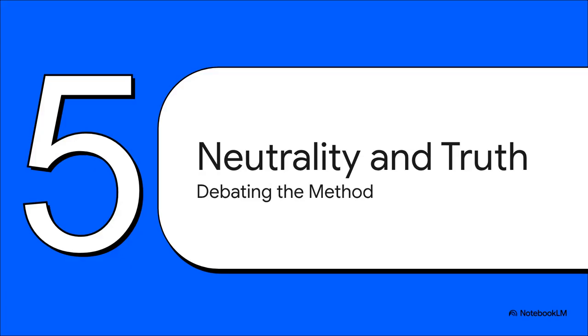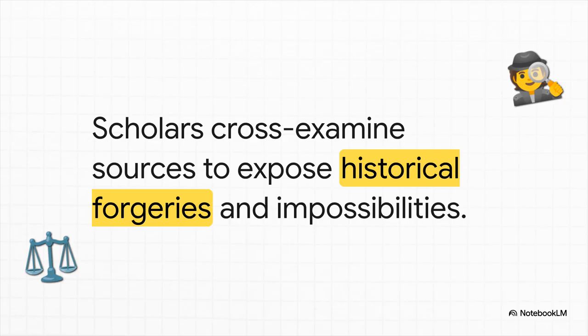All right, on to our final section, number 5, neutrality, truth, and falsehood. So scholars essentially use this method like a rigorous cross-examination to separate historical truth from falsehood. They don't just take ancient claims at face value. They actively interrogate texts to expose pseudepigraphs, which is just a fancy word for forgeries. For instance, no critical scholar today actually believes the first man on earth wrote the Apocalypse of Adam, and a lot of them heavily question the traditional authorship of 1 Timothy.